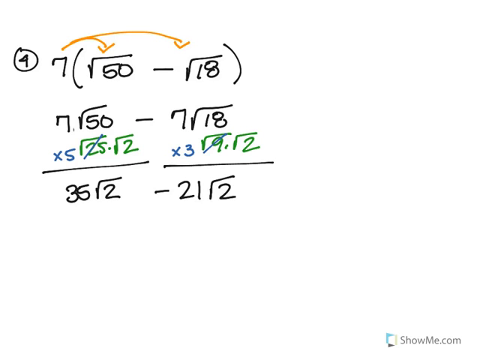Do you see how this incorporates Monday's lesson? You're adding and subtracting. You can't forget that. So now, can you actually subtract this one? Yes, they've got the same radical. So 35 minus 21, 14 square root of 2 is our answer. Do y'all see that? Okay.